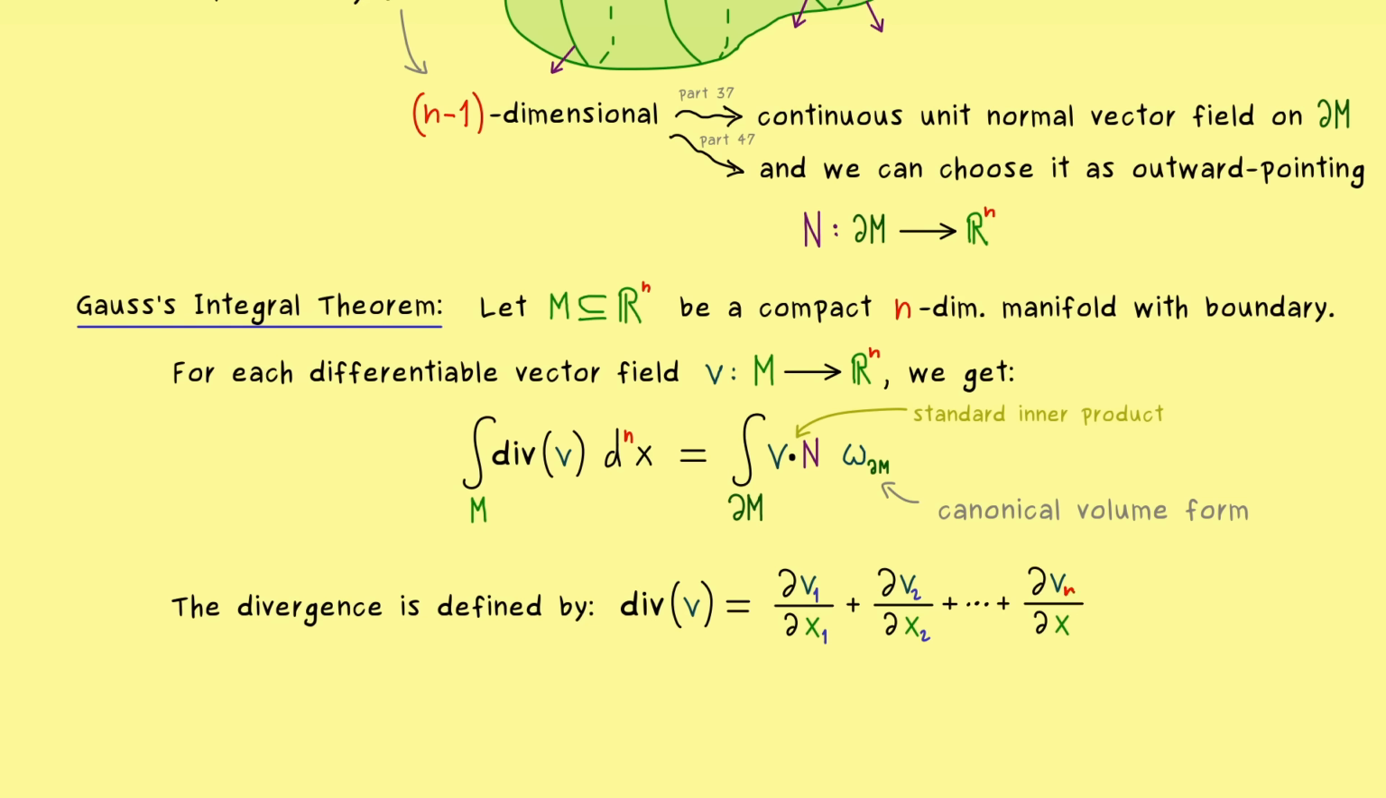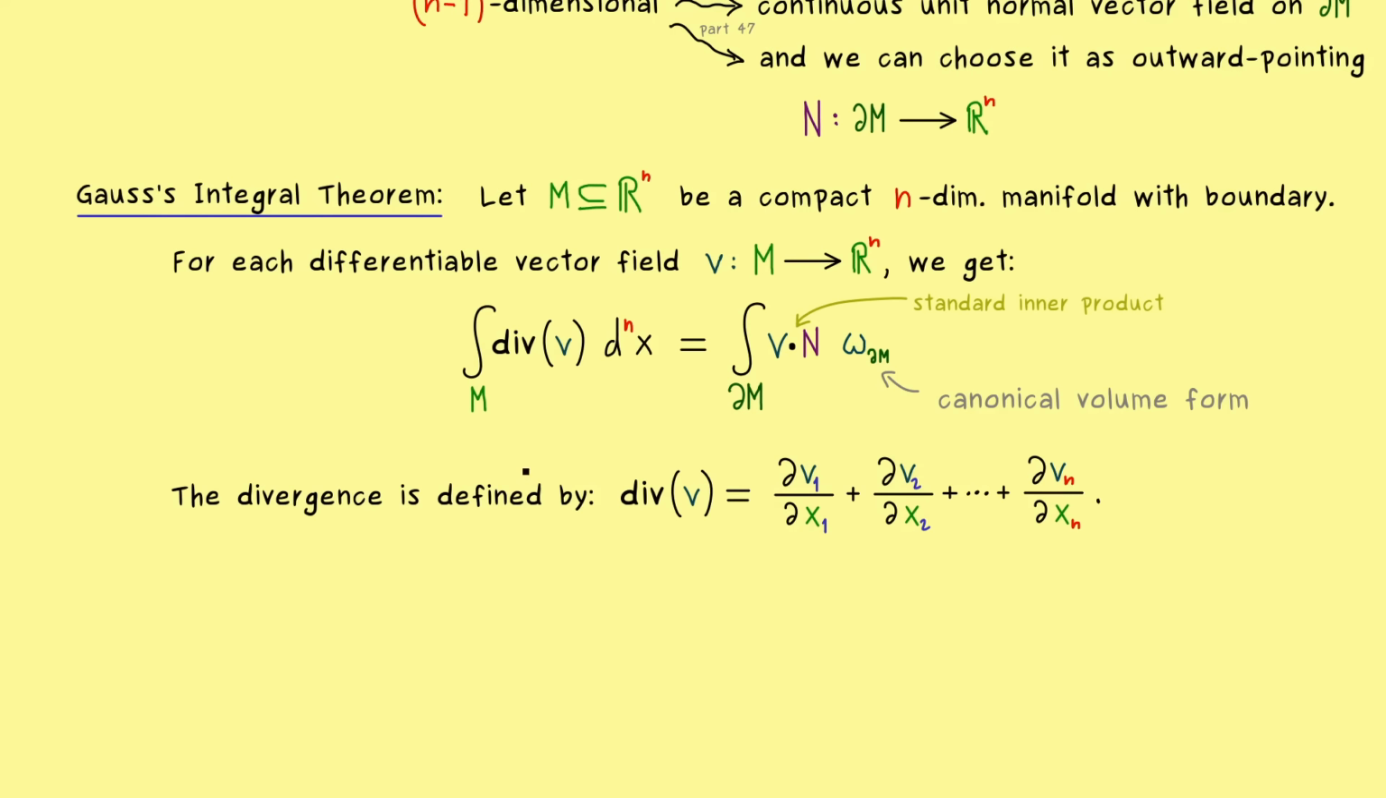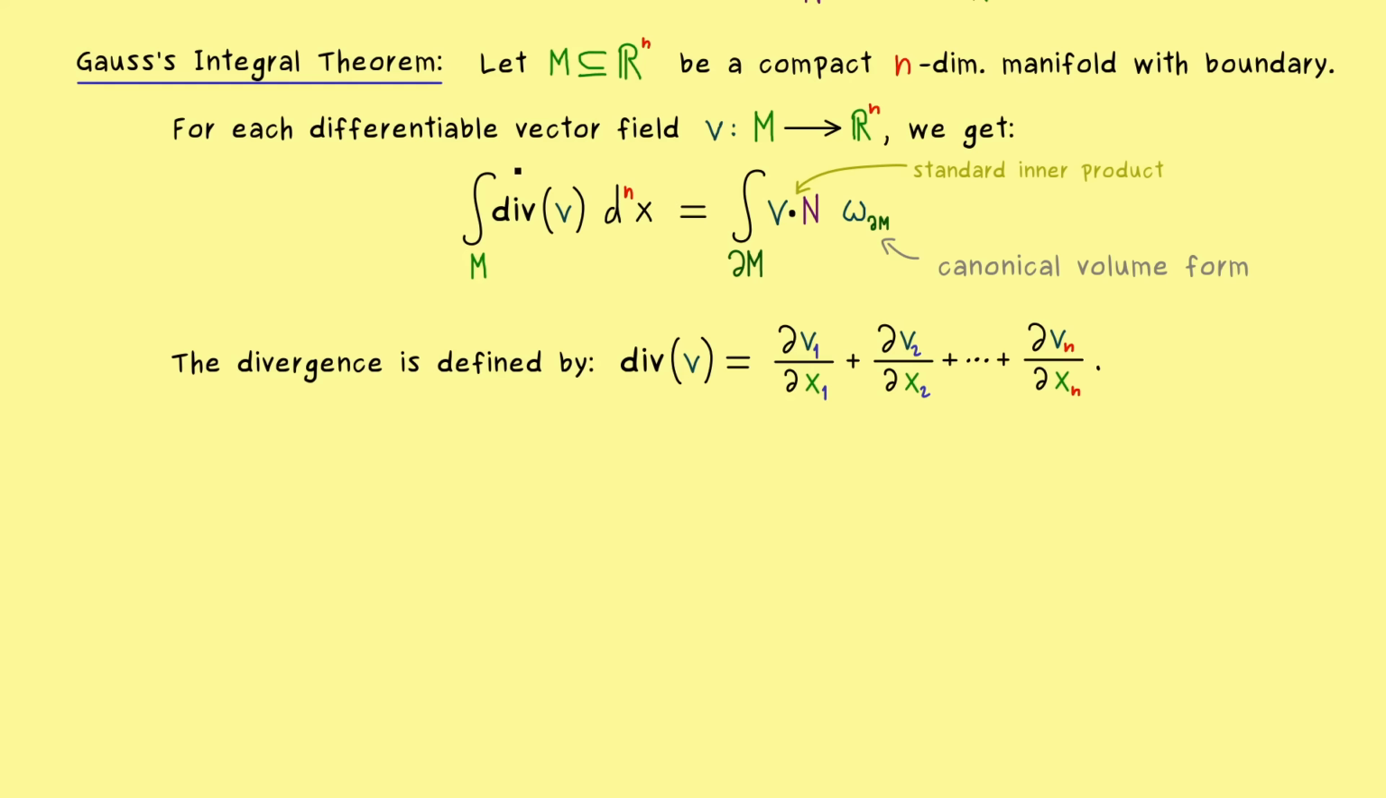And that's it. This is the whole definition of the divergence of a vector field on Rn. However, at this point I can already tell you that this concept of a divergence of a vector field can also be generalized to abstract manifolds. But this is definitely something we should discuss in a separate video. In this video we still concentrate on the most important application of Gauss's integral theorem, namely in Rn.